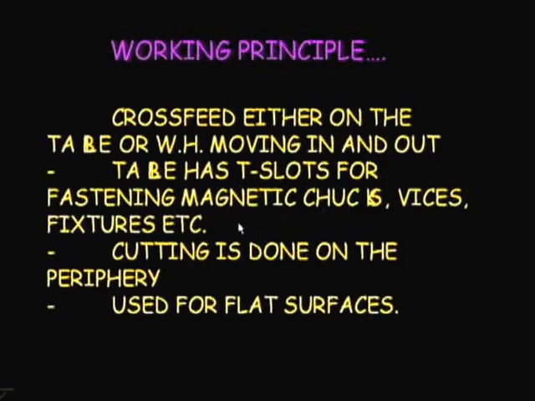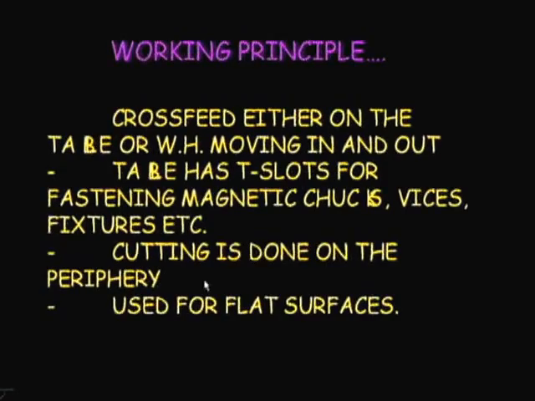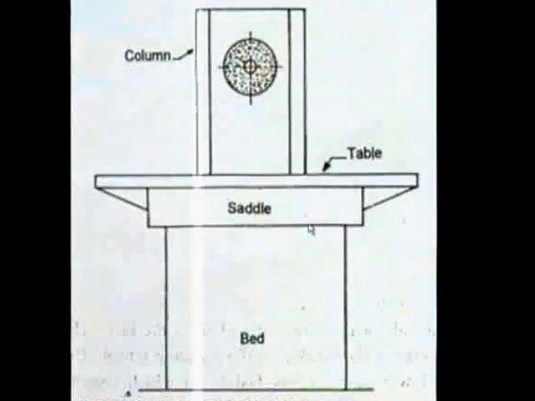The magnetic flux flows through the chuck when a lever is operated. When the lever is given, the magnetic field is switched on and off, so that the particular piece will be magnetized, and it will hold the workpiece well. Next, vices and fixtures, etc., all come under work holding devices, and cutting is done on the periphery. The cutting is done on the periphery of the grinding wheel, and it is used for flat surfaces. This is the basic principle of surface grinding.